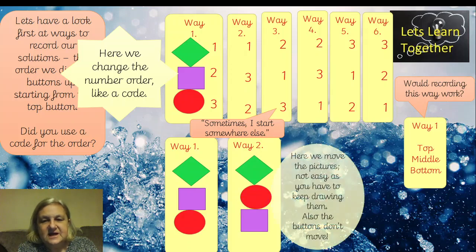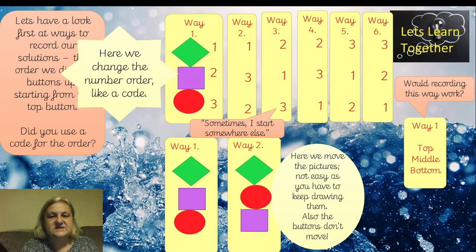Okay, now it's not easy to do that because you have to keep drawing them out, and it's a bit of a key stage 1 thing to do, actually, to start putting the shapes in and drawing the things for those sequences. But also the buttons don't move round, it's the moves that change. So try and get that into your head, that if you're moving those physical things and they don't actually move, that's not helping your understanding.